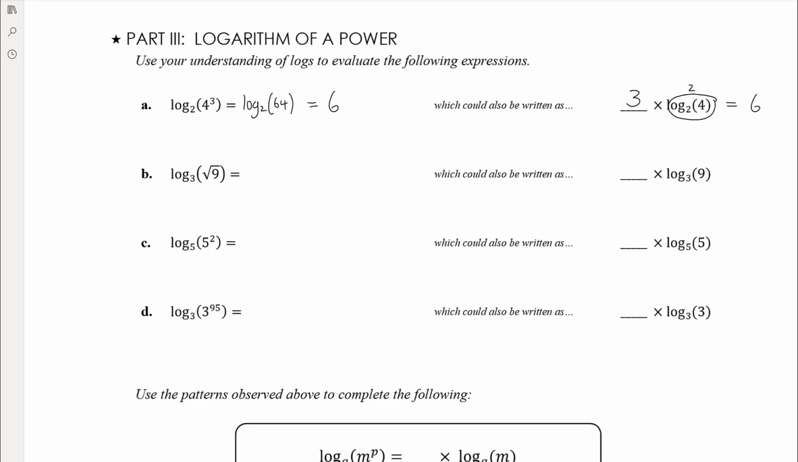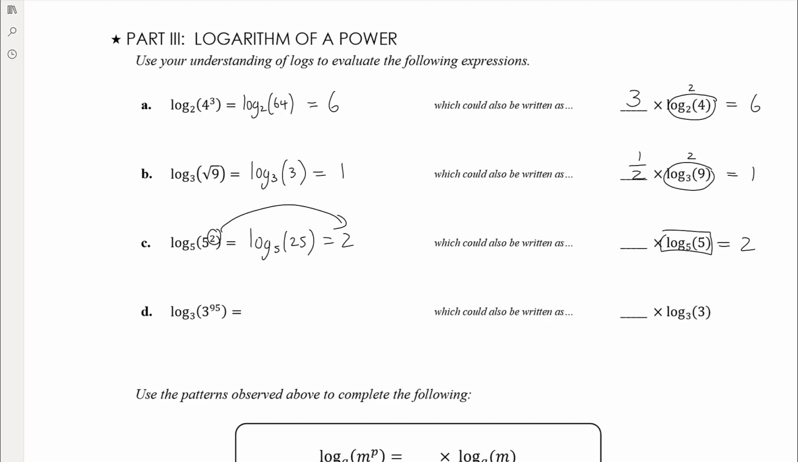Log base 3 of root 9, well, root 9 is 3, obviously, and log base 3 of 3 is 1. So how do we write this as something times log base 3 of 9? Log base 3 of 9 is equal to 2. What times 2 gives me 1? It would have to be a half. Log base 5 of 5 squared, well, that's log base 5 of 25, so that's equal to 2. Or more immediately, it's very clear, 5 to the power of what gives me 5 squared? It's clearly 2.